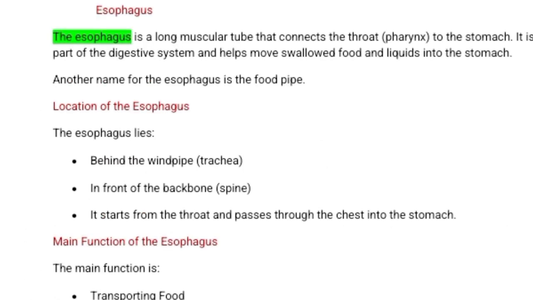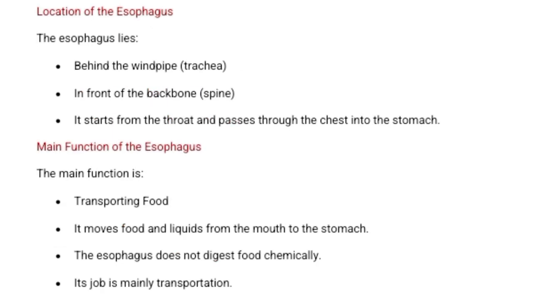Esophagus. The esophagus is a long muscular tube that connects the throat (pharynx) to the stomach. It is part of the digestive system and helps move swallowed food and liquids into the stomach. Another name for the esophagus is the food pipe. Location of the esophagus. The esophagus lies behind the windpipe (trachea), in front of the backbone (spine). It starts from the throat and passes through the chest into the stomach.